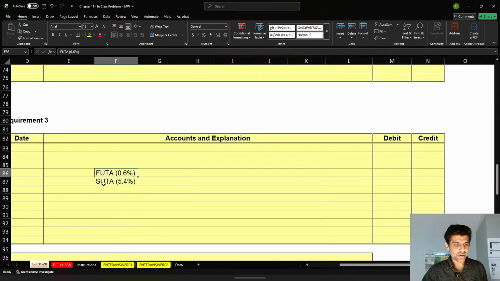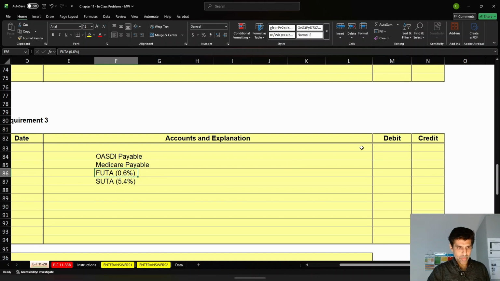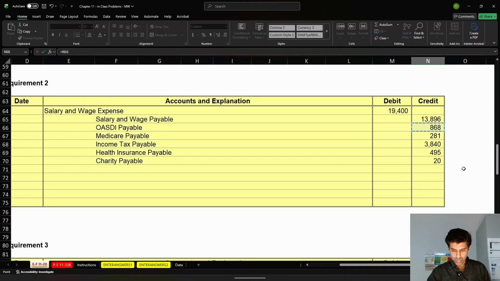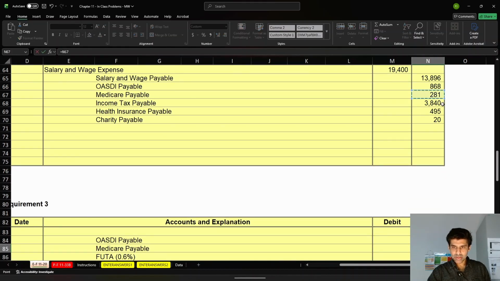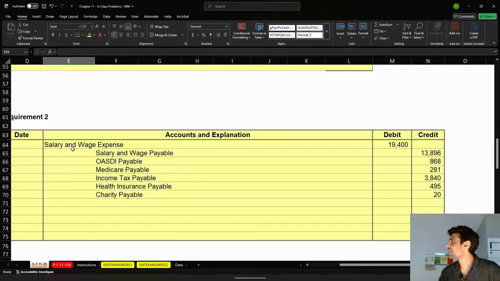So again, FUTA and SUTA are two of them. The other ones are OASDI and Medicare. And the Medicare and the OASDI again are easy because they're just matching amounts to what the employee pays. And again, what is this? This is for employer payroll tax expense.